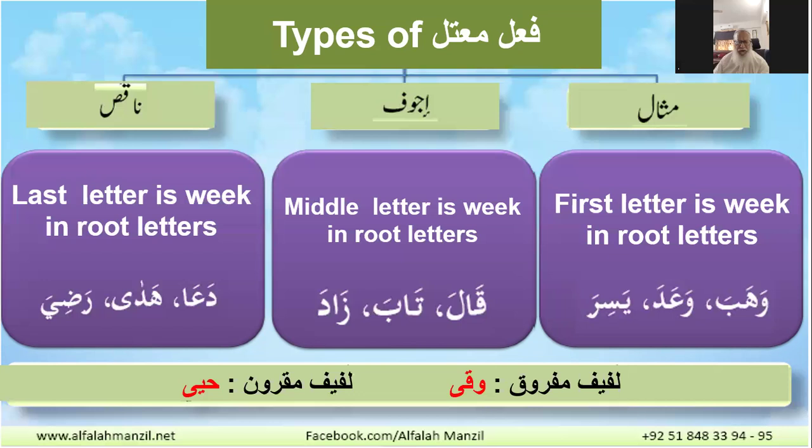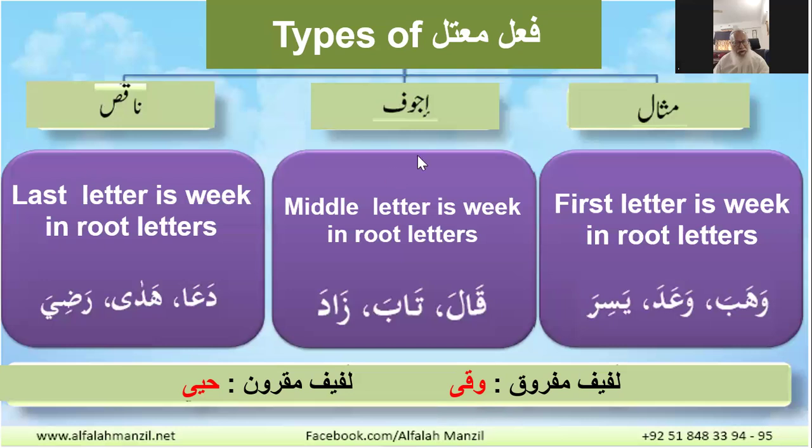If the two letters are close to each other, then it's called lafif maqrun. Maqrun means qarib, near. And if they come apart from each other, that is called lafif mafruq. Mafruq means farq, difference. Just like hayya, ha, ya. Two weak letters are coming, and together they are coming close to each other. Waqiya, there are two letters. One is at first position, the other is in the third position. But they are different. In between, they have a sound letter. So that is called lafif mafruq.